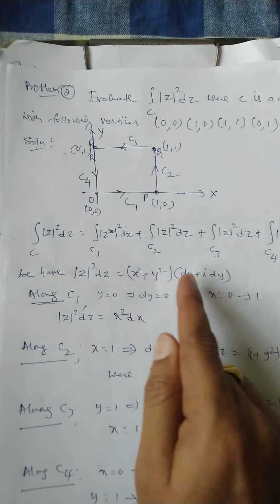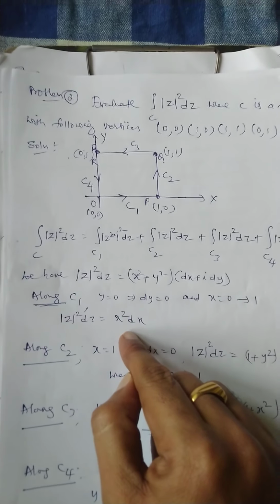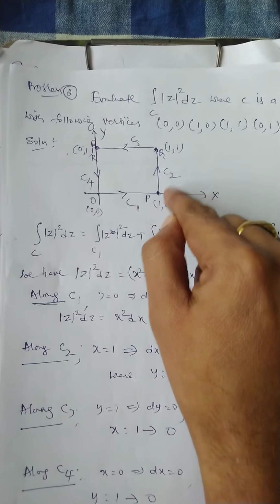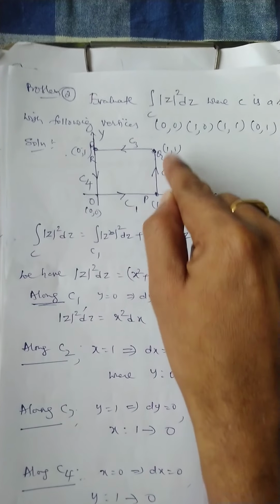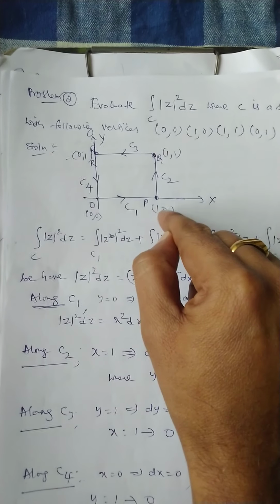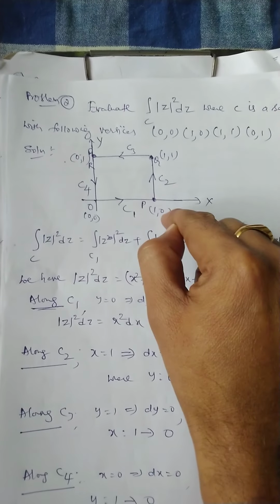Y is 0, dy is 0. That simplifies to x square dx. This is along C1. Along C2, x equal to 1. You can see x equal to 1, dx equal to 0, y varying from 0 to 1.